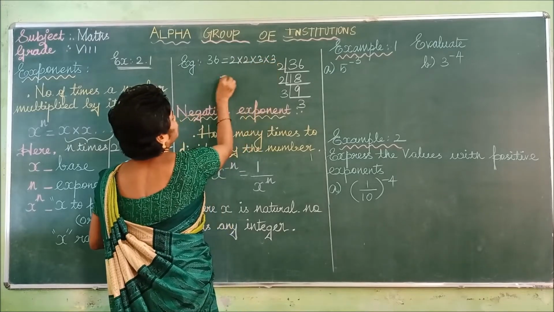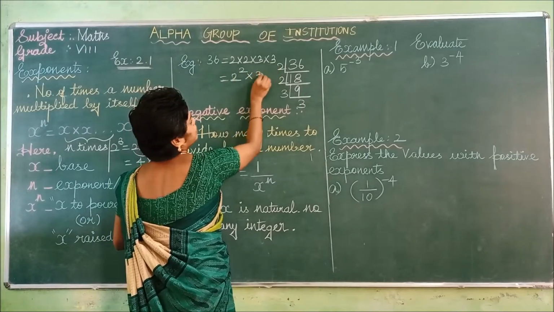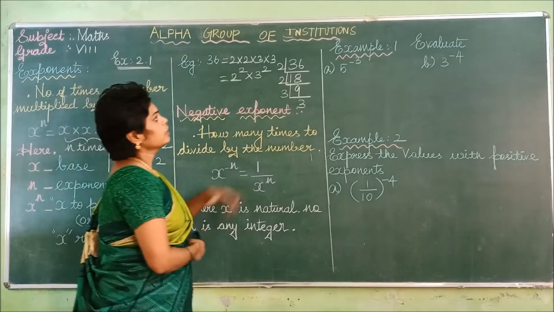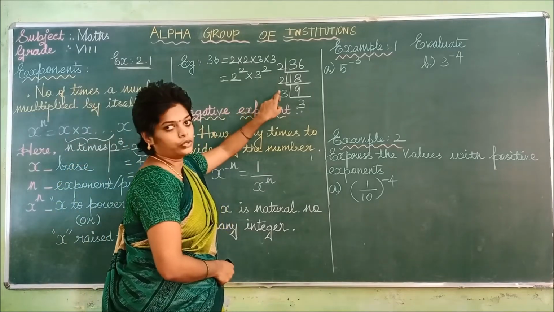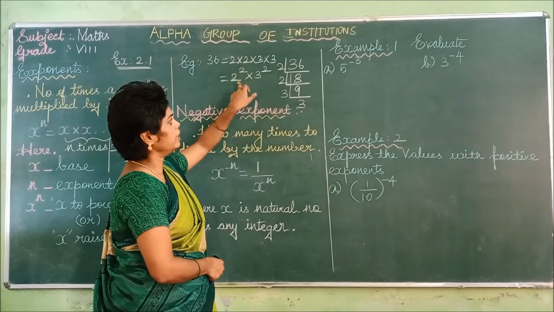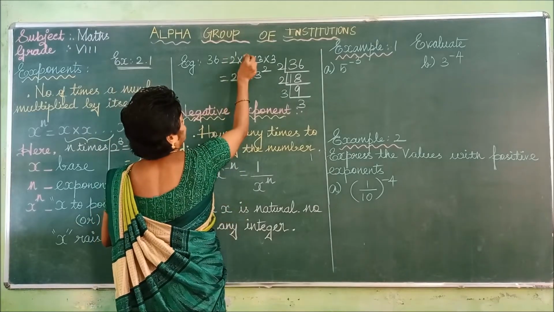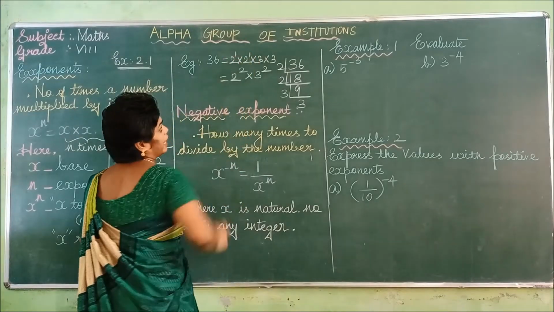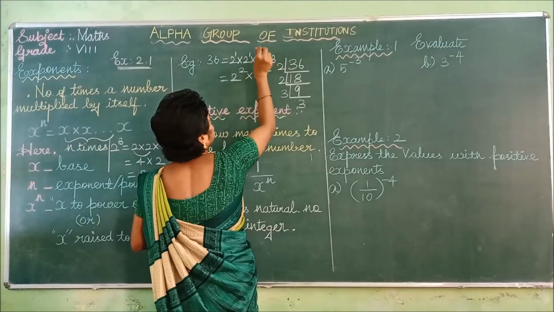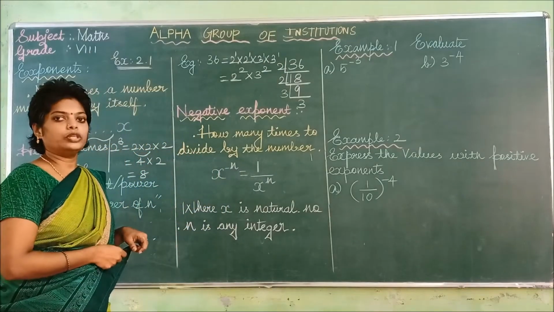So how many 2s? 2 to the power 2. And how many 3s? 3 also 2 times. So 36 can be rewritten as 2 into 2 into 3 into 3. The bases are the same, so we can add the powers and write. Here 2 to the power 1 and 2 to the power 1, adding the powers gives 2 to the power 2. Similarly, 3 to the power 1 and 3 to the power 1 give 3 to the power 2.